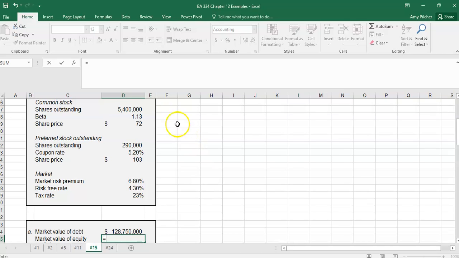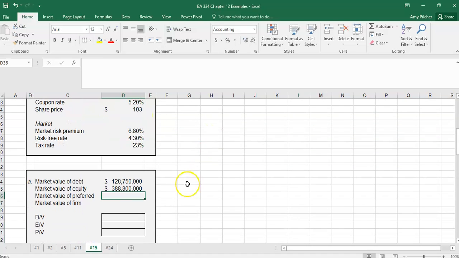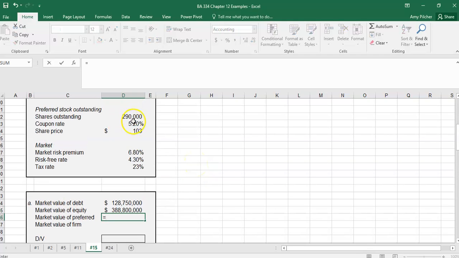So make sure you grab the common stock. The preferred stock is done differently. Or it's the same calculation, but it's done separately. So number of shares outstanding times the share price. The market value of preferred stock is the number of shares outstanding of preferred stock times the share price of preferred stock.